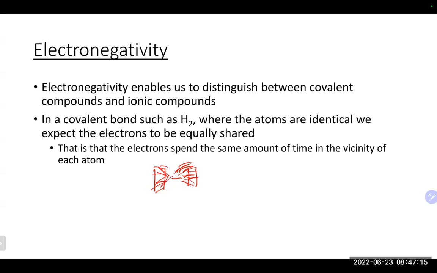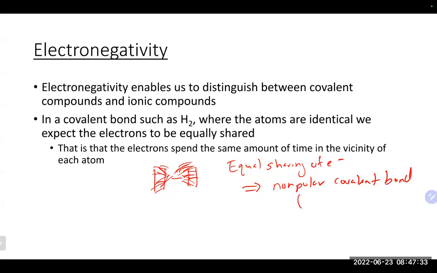Whenever we get an equal sharing of electrons on both sides, it is referred to as a nonpolar covalent bond.